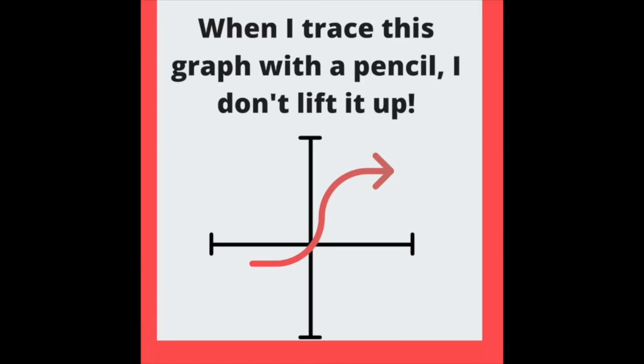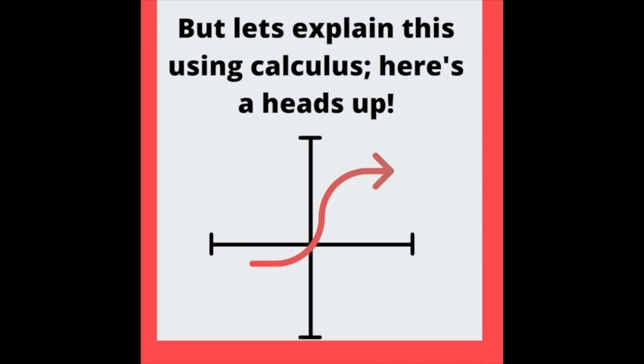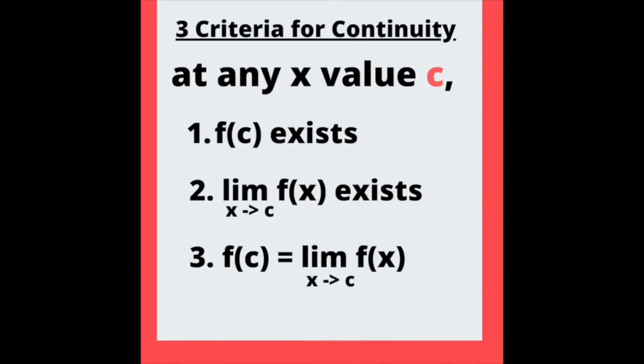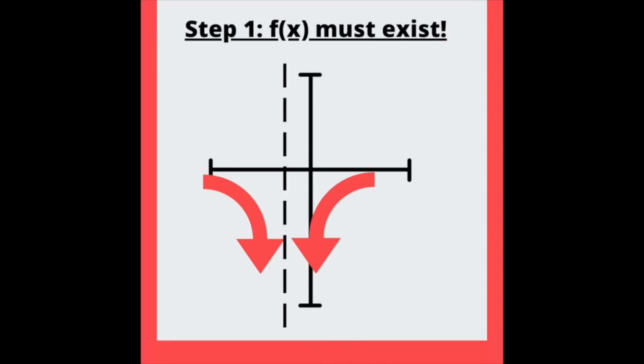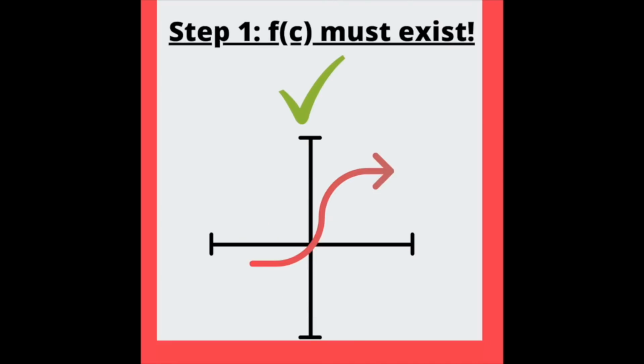When I trace the graph with a pencil, I don't lift it up. But let's explain this using calculus. Here's a heads up. There are three ways to show that a point is continuous. Three ways to know that you will ace this on the test. If you are proving continuity, you need to prove all three. If you are proving against, disprove one for victory. Step 1, f of x must exist. First check for holes. If you find an unfilled one, stop here, you are done. Next check for asymptotes. If you see any, it's over. If none of the above, move to step 2.